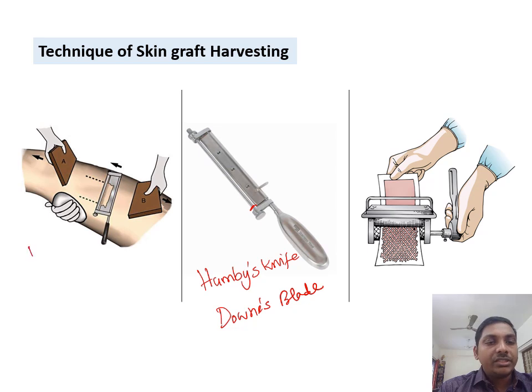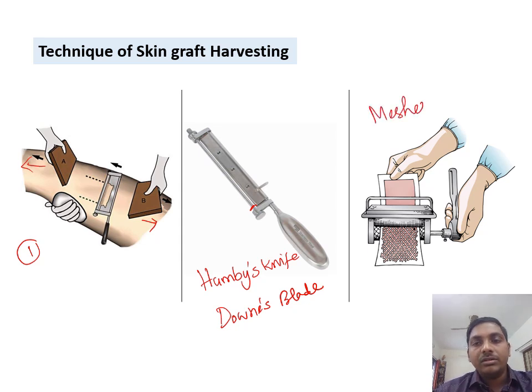As shown in picture 1, this is the lateral aspect of the thigh, wherein the traction and the counter traction will be placed with the help of wooden logs, and the Humby's knife is used with a forward and backward motion and a tangential motion to harvest the skin graft. Upon harvesting, you will undergo meshing.